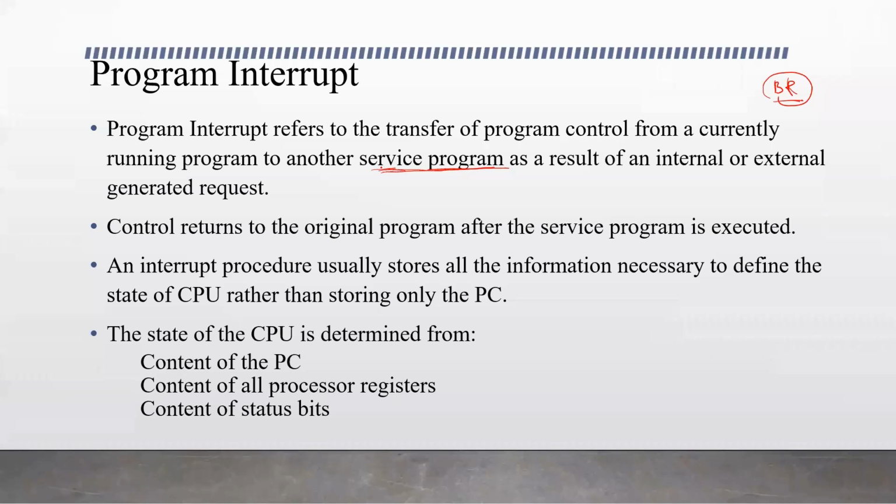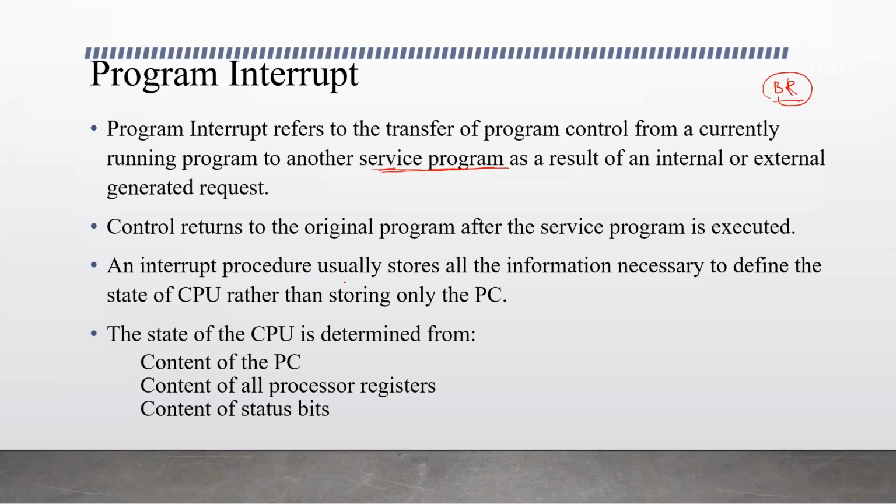These are mainly used to avoid unwanted errors that occur during the execution of a program. It stops the execution of the current program, and the control is taken to a service program. We call this the interrupt service routine. Once the instructions given in the interrupt service routine are executed, control returns to the original program.